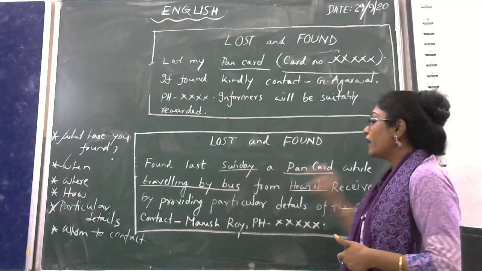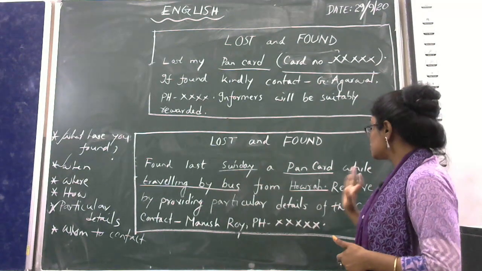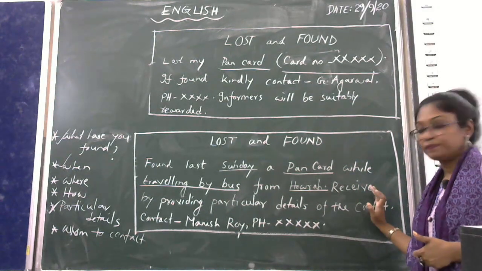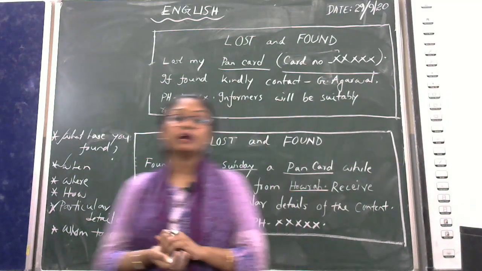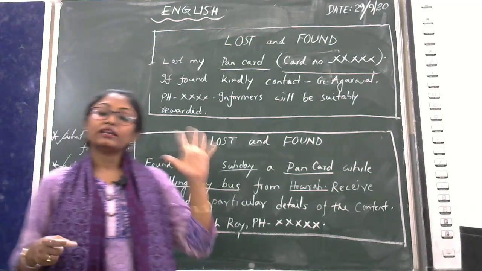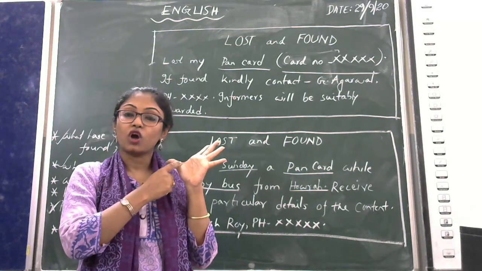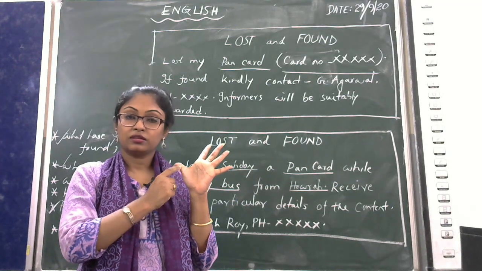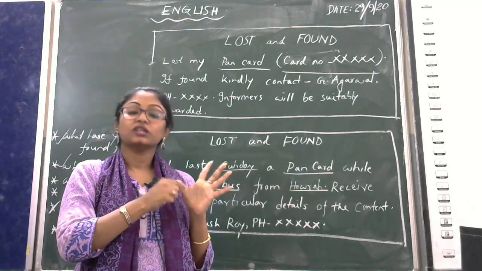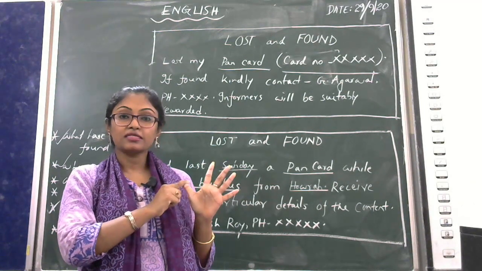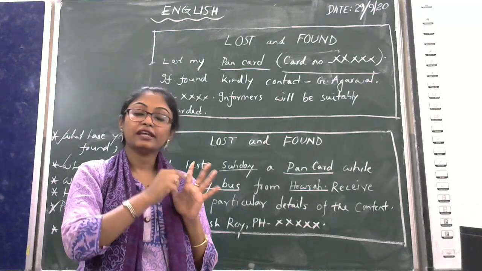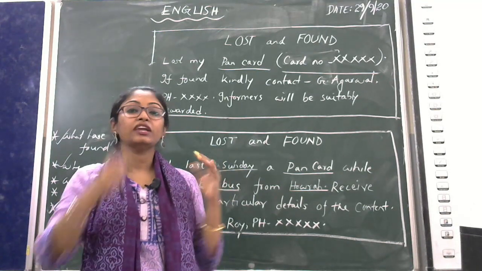Your PAN card while traveling by bus from Howrah to stop, received by providing particular details of the content. Contact Manish Roy, and the phone number. So, what are the things you have to keep in mind? What you have got, when, how, and where. Okay? What, when, how, and where. Done. Next one, particular details the person has to provide. And next one is the contact. You have to keep these in your mind.